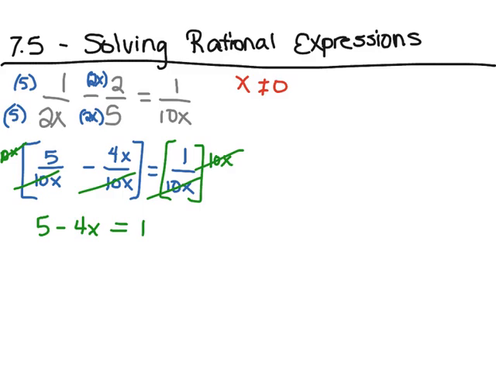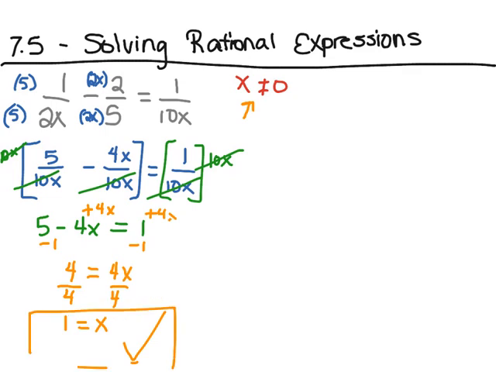Okay, now what we're going to do is just solve for x. So let's add 4x to this side, subtract 1, so we should have 4 is equal to 4x, divide by 4, and we get 1 is equal to x. Now we check to make sure it is not our non-permissible value. It's not, so this one works. And to verify, you could plug it in. So our answer is x equals 1.